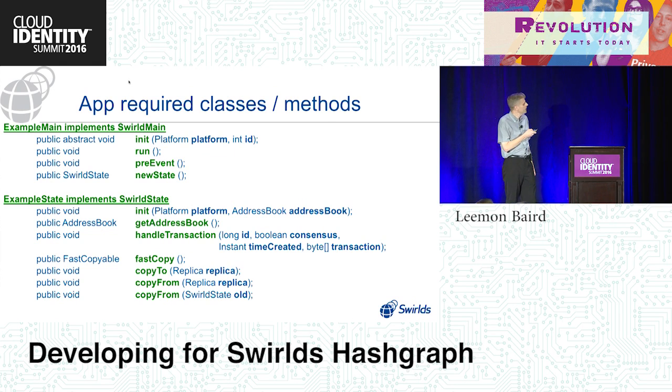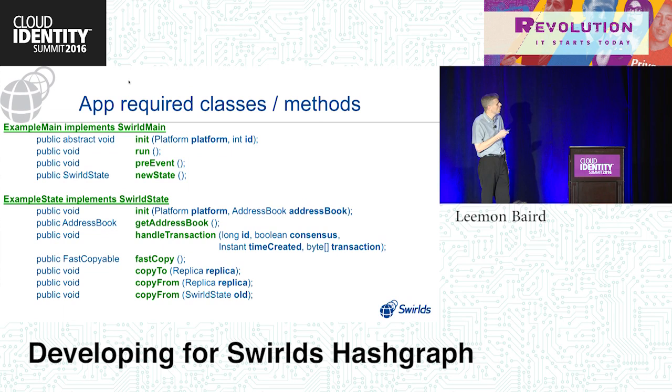So you have to implement, this is the Java word implements, this thing called SwirldMain and this thing called SwirldState. So we have two things, and if you're not familiar with Java, the purpose of an interface is it requires you to write certain methods. So here's the method you have to write, here's the method you have to write. The API may even change in the future, but this is basically what it's going to look like.